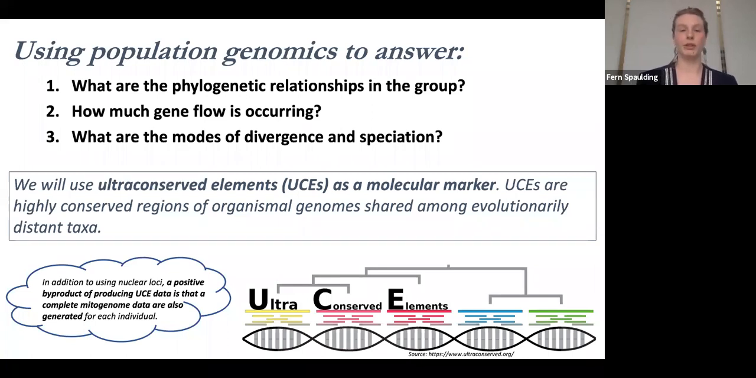To do this, we will use ultra-conserved elements as a molecular marker, also known as UCEs. UCEs are highly conserved regions of organismal genomes that are shared among evolutionarily distant taxa. In addition to using nuclear loci, a positive byproduct of producing UCE data is that a complete mitogenome is generated for each individual. So these molecular markers are actually quite useful for the questions that we're interested in.